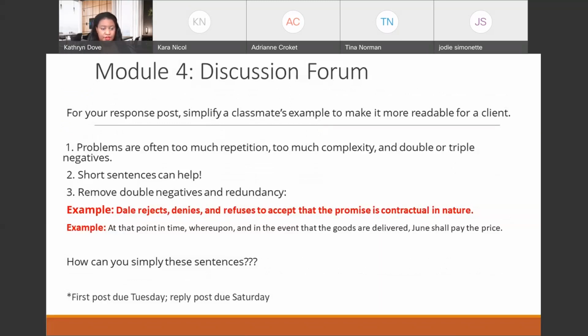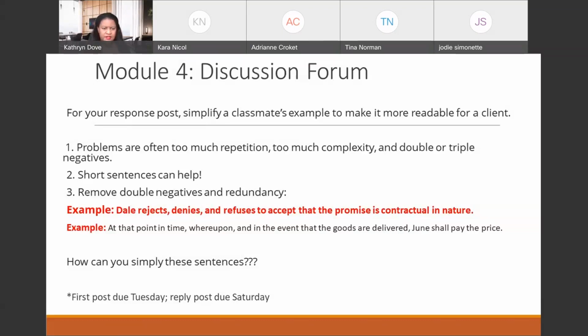Okay, so in this discussion forum, after you make your post, take a look at your classmates' posts. Look for repetition, too much complexity, double or triple negatives. Remember, two negatives cancel each other out. That's like a positive. Refuse to stop. Double negatives cancel each other out, and that means go. So if you're looking at that, you want to use short sentences and remove double negatives and redundancy. Here's an example.